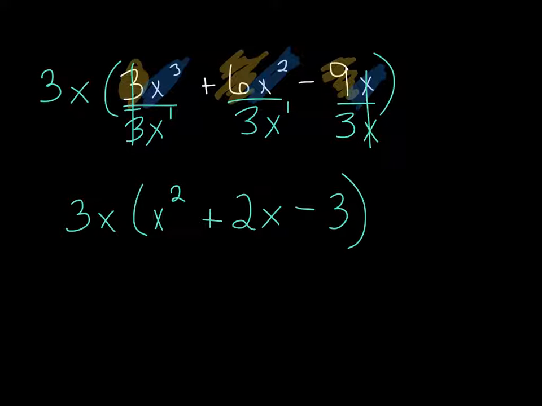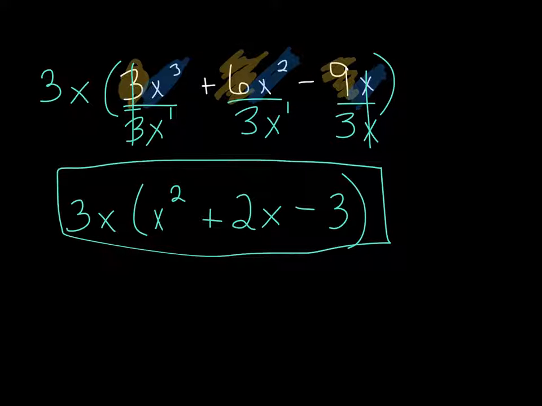And then do a quick check inside your parentheses to make sure you don't still have a common factor. If you do, you did not choose the greatest common factor. And then that would be the factored form.